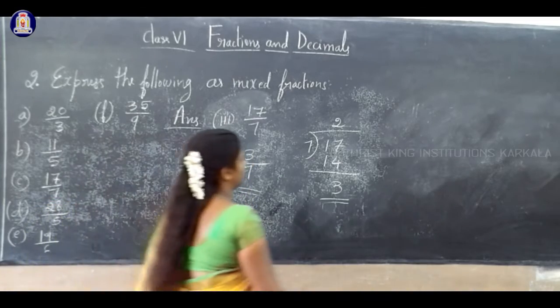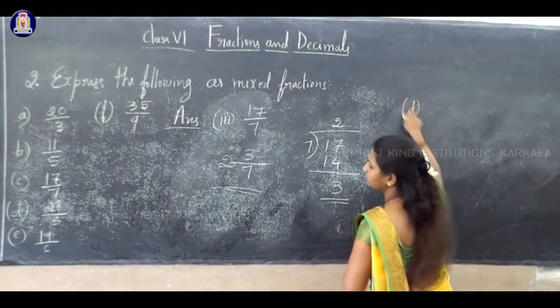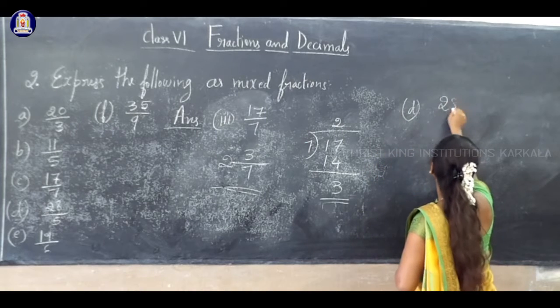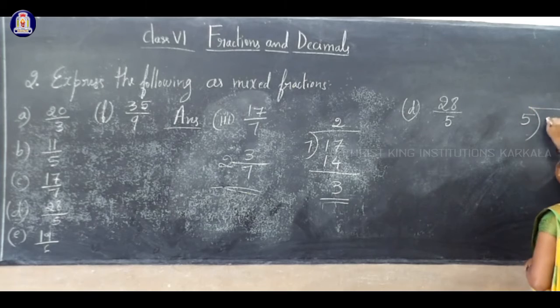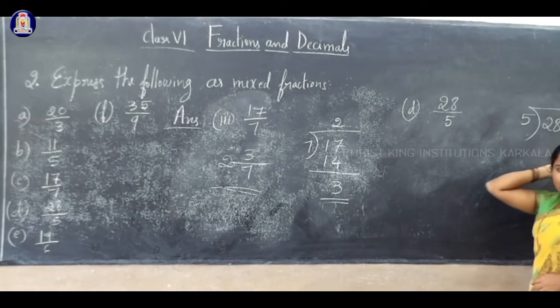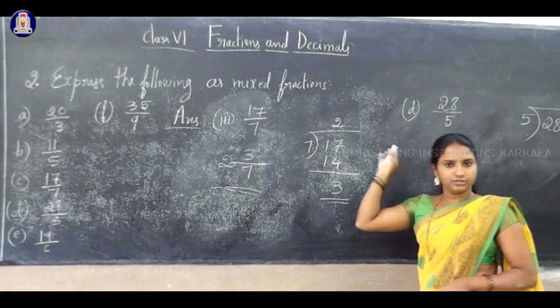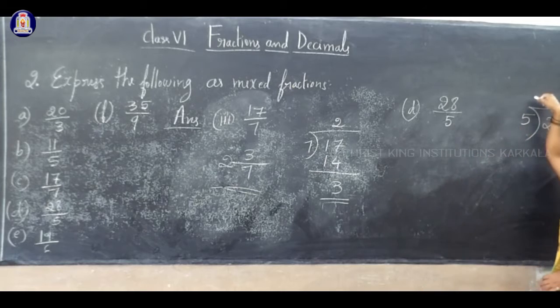And the fourth one, see there: 28 by 5. Divide 28 by 5. You know that 5 5s are 25, which is near to 28. What about 5 6s are? 5 6s are 30. So we cannot write 30 because 30 is greater than 28. Isn't it? Or 28 is lesser than 30.